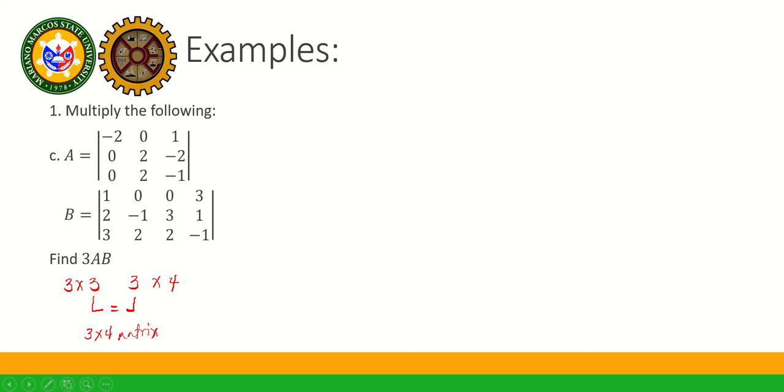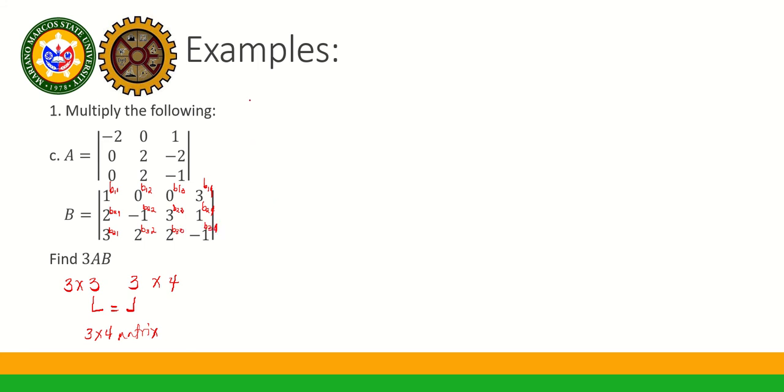So, okay. So, gawin muna natin dito is to label this. This will be B1,1. This is B2,1. And B3,1. This is B1,2. B2,2. B3,2. This is B1,3. This is B1,4. B2,3. B2,4. B3,3. And B3,4.